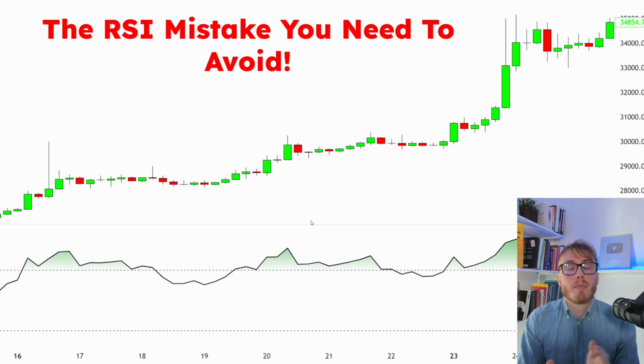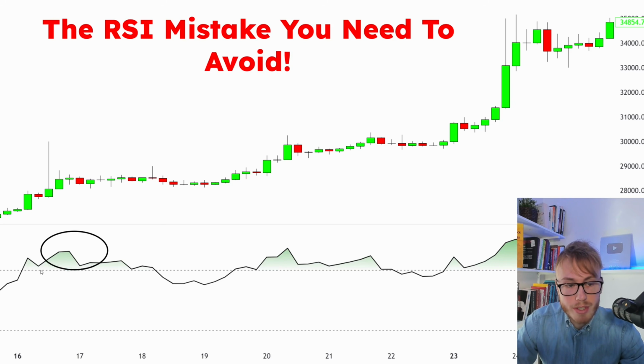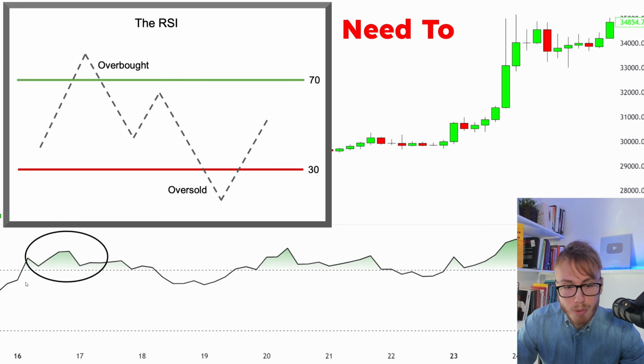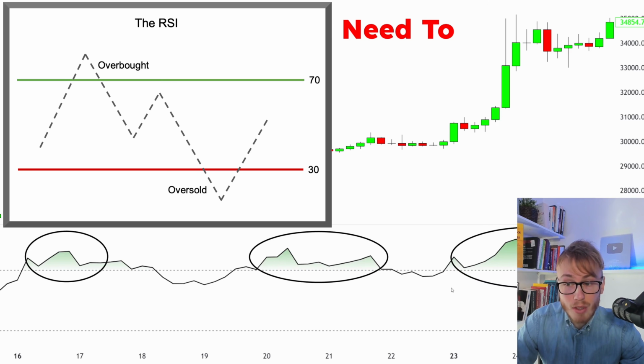But alright, so we know that the price is in an uptrend, but now I want you guys to take a look at the RSI here. As you can see, this is a very strong uptrend, by the way. So you can see that the RSI is actually overbought right here. It's overbought for a long time right here. And right here, the RSI is extremely overbought for a long period of time.